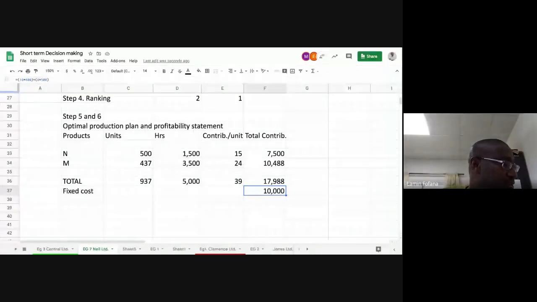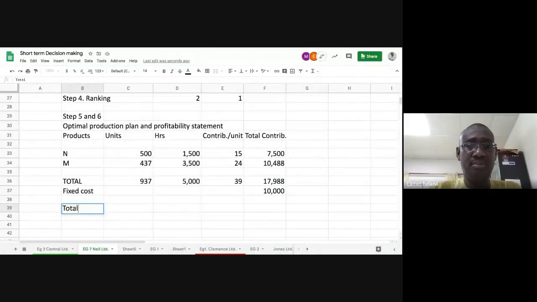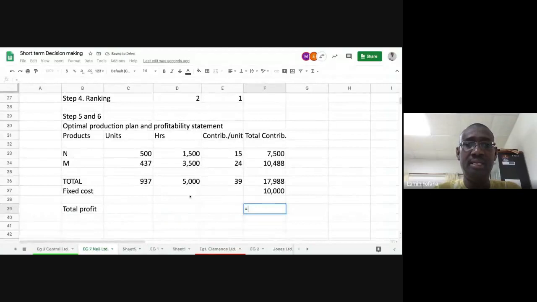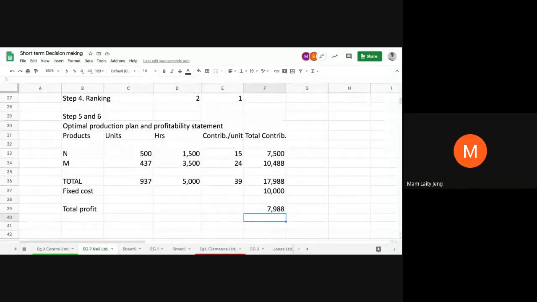So we have the fixed cost. Now what will be our profit? So our total profit shall be the total contribution minus the fixed cost, which gives us 7,988. Is that clear, everybody? Yes, sir, it is.